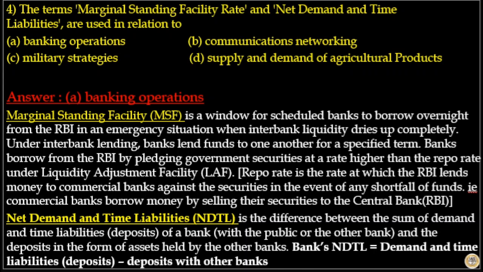Here, repo rate is the rate at which RBI lends monies to commercial banks against the securities in the event of any shortfall of funds. That is, commercial banks borrow money by selling their securities to the RBI. Net demand and time liabilities is the difference between the sum of demand and time liabilities of a bank and the deposits in the form of assets held by other banks. That is, a bank's NDTL is equal to demand and time liabilities minus deposits with other banks. So, here the answer to this question is option A.